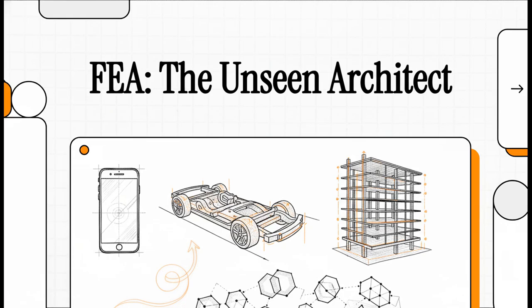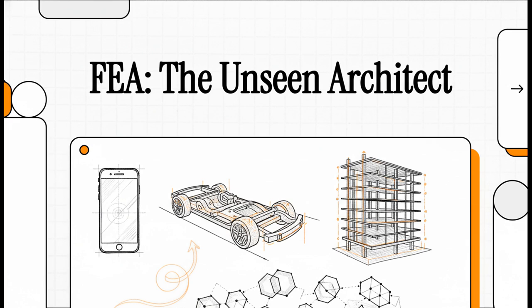You know, it's in the phone you're holding, the car you drive, even the building you're sitting in right now. There's this powerful, kind of invisible technology that's shaping almost everything around us. It's a tool that lets engineers literally see the future and then build it safely. Today, we're going to pull back the curtain on that tool, finite element analysis, or FEA for short.